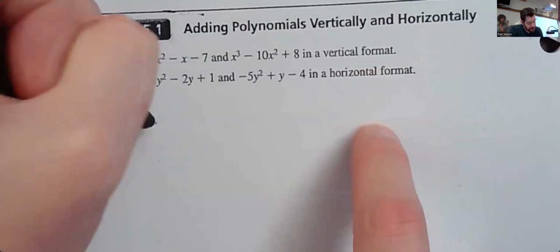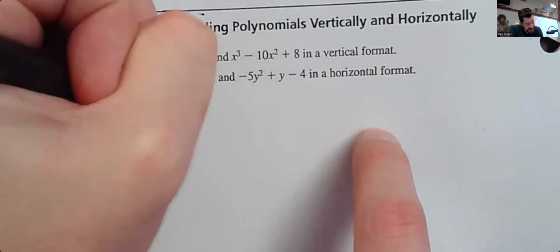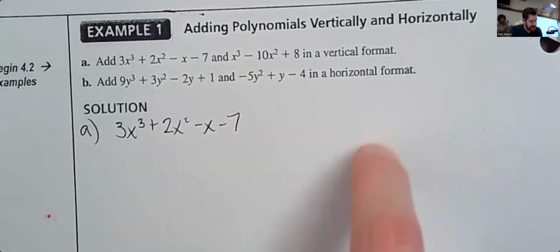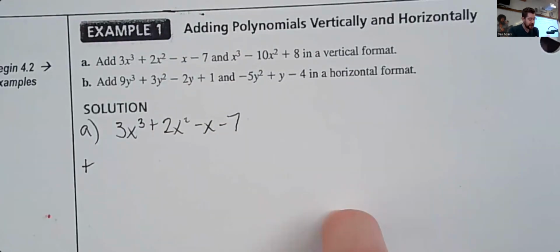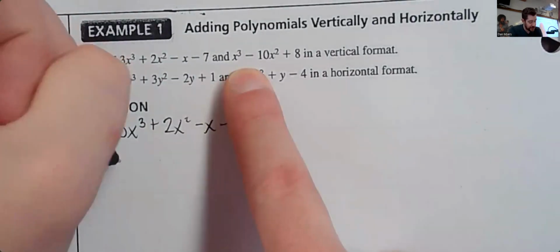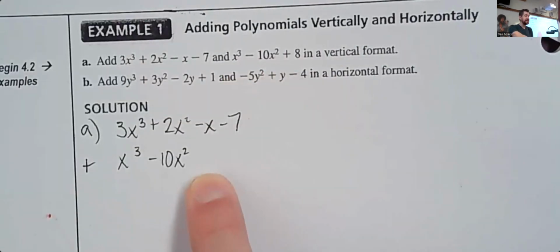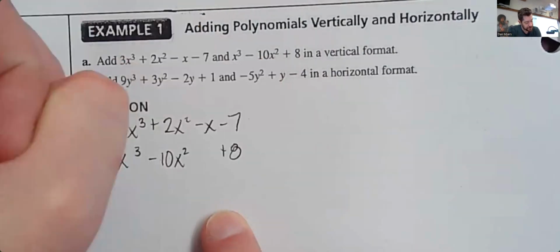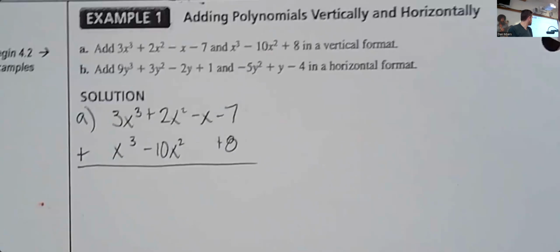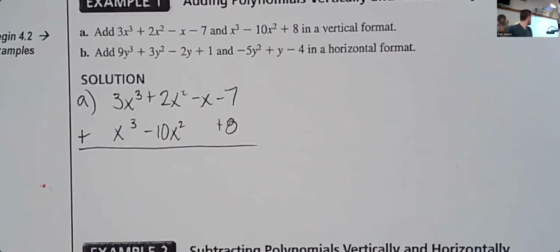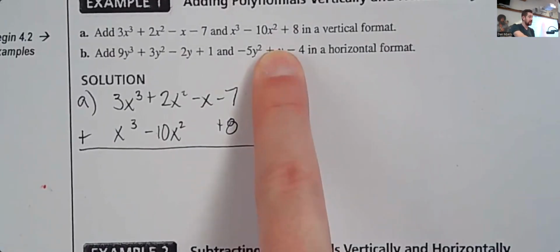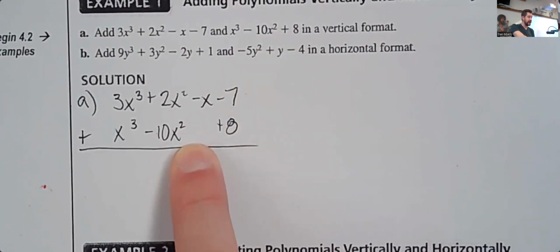So for A, if we are adding these vertically, that would be 3x to the third power plus 2x squared minus x minus 7. And we're adding, so it'd be plus underneath it, x to the third power minus 10x squared. I don't see anything with regular x here, so I'm just going to leave this blank because there's nothing with regular x. And then plus 8 at the end. Everybody okay with that? There was no regular single value of x on this second polynomial, so we just leave that spot blank.